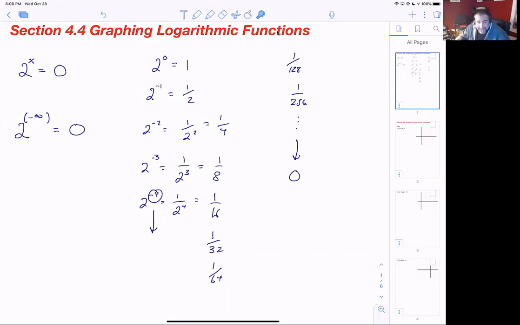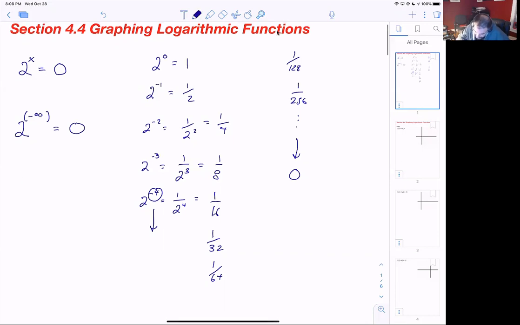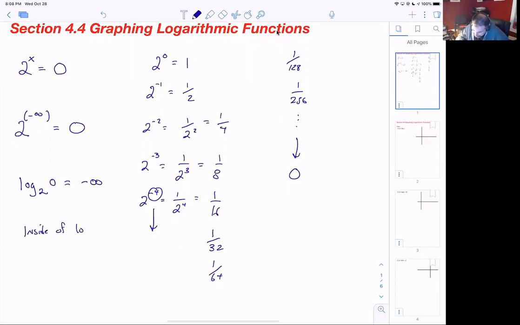Now, thinking about this in the logarithmic sense, this would say that log base 2 of 0 would equal negative infinity. This is going to be important when we go to graph logarithms, because what this is telling us is that whenever the inside of a logarithm equals 0, that means we have a vertical asymptote, because that is the only way we can show that our graph or our values are approaching 0.